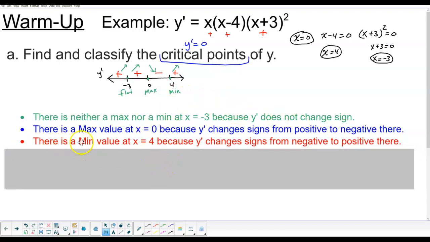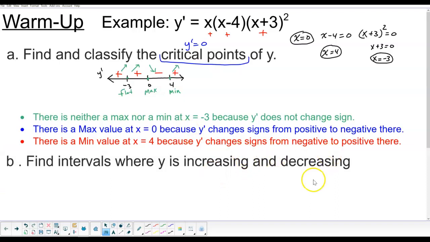And then there is a minimum value at x equals 4 because y prime changes signs from negative to positive there. So this is the work we're looking for. That's the justification. Remember, a sign chart only helps you organize your thoughts. All right, now let's look at why a sign chart might be helpful.